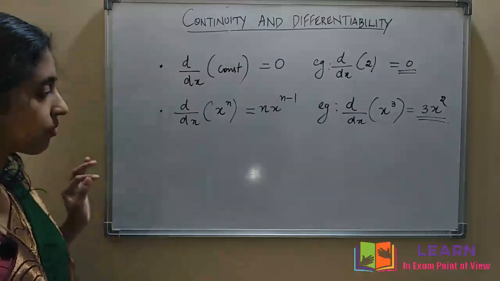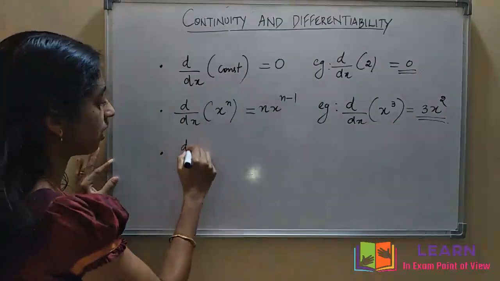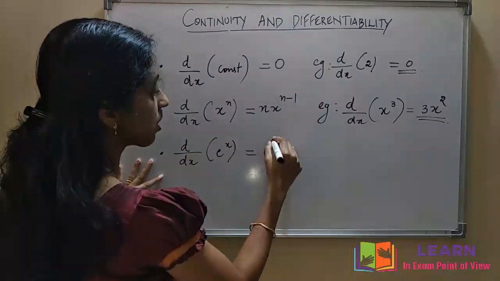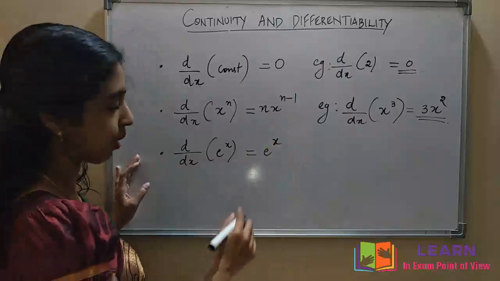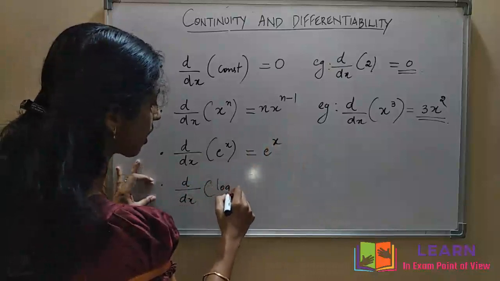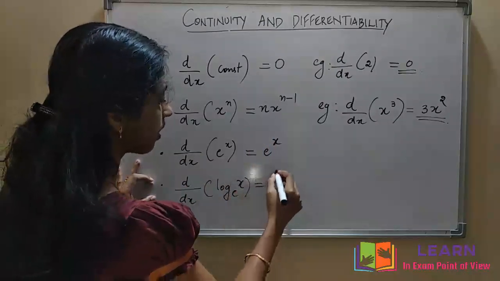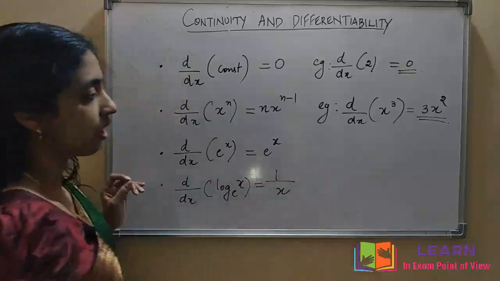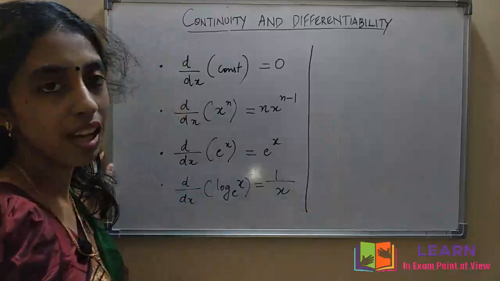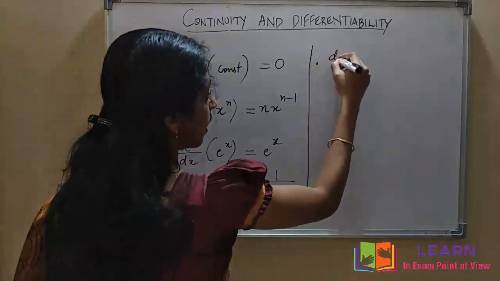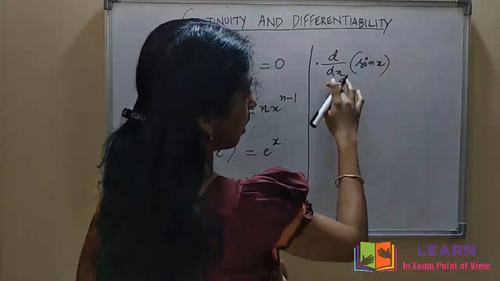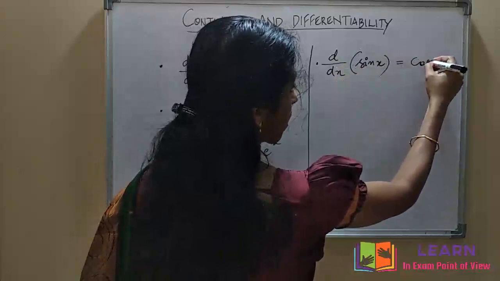Clear, students? Next, we have d by dx of e raised to x. That is the same, there is no change. e raised to x itself. Then next, d by dx of log x with base e will be 1 by x. Clear? Then we have d by dx of sin x. Okay, trigonometric function. d by dx of sin x is cos x.